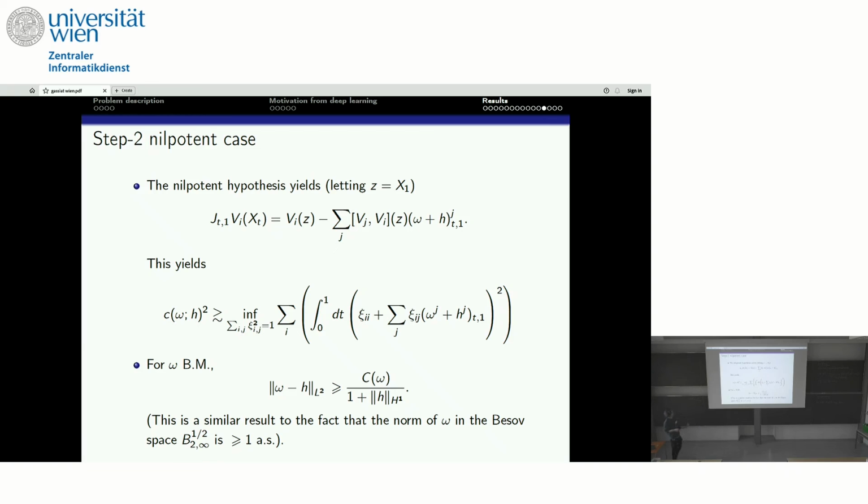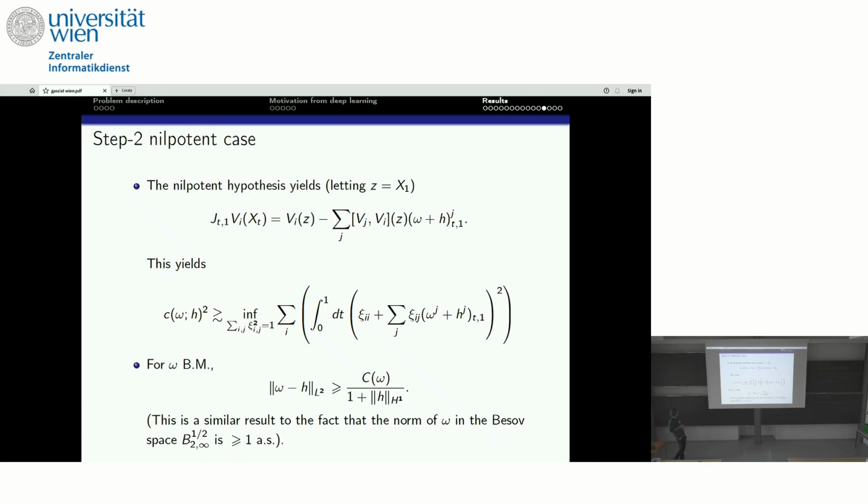Now remember that omega is irregular, so to have this be small, you need your path h to be somewhat irregular, and the point here is to quantify this in terms of the H1 norm. And in fact, you can quantify it in this way: this L2 norm is greater than some omega-dependent constant times 1 over the H1 norm of h. And really, if you take something other than Brownian motion, you will have a different power. So we are sort of lucky that Brownian motion is exactly the thing that works.